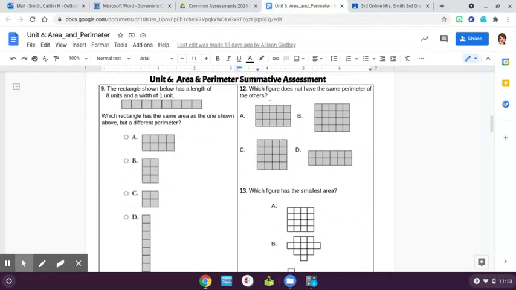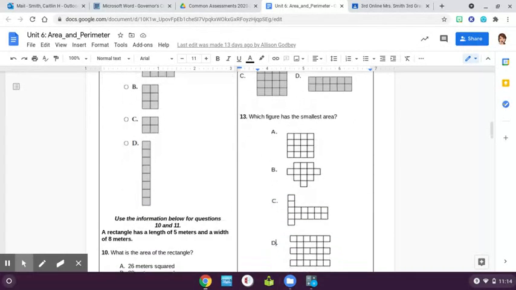Question 12. Which figure does not have the same perimeter as the others? So what you're going to have to do for this one is add up all your sides. Three of them should be the same perimeter. One of them is going to be different. The one that's different is going to be your answer.